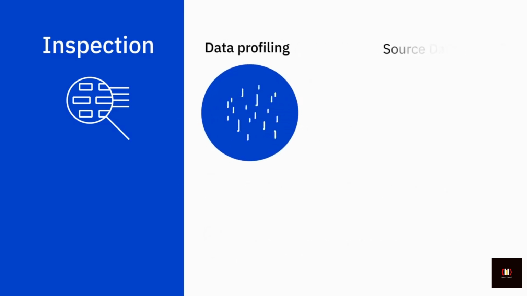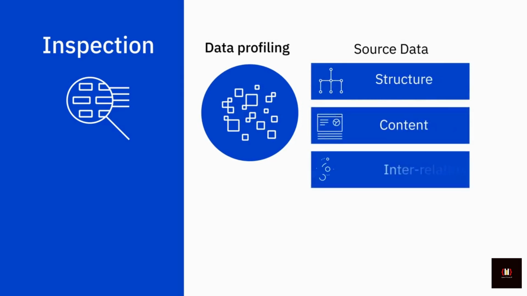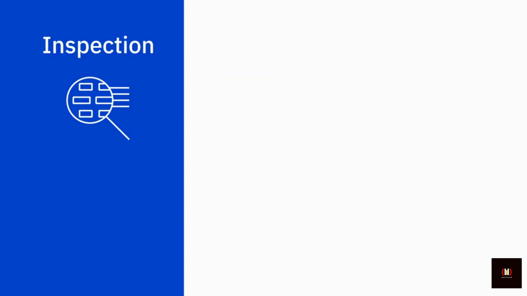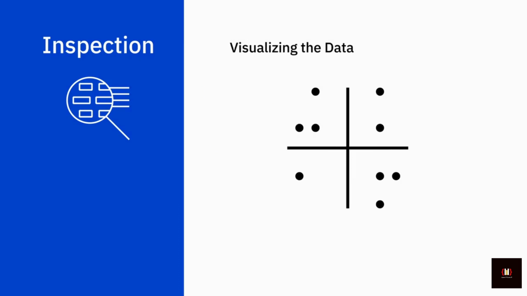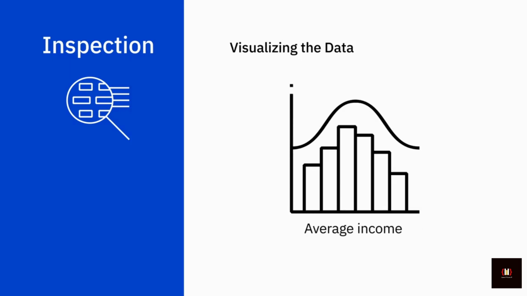Data profiling helps you to inspect the source data to understand the structure, content, and interrelationships in your data. It uncovers anomalies and data quality issues. For example, blank or null values, duplicate data, or whether the value of a field falls within the expected range. Visualizing the data using statistical methods can help you to spot outliers. For example, plotting the average income in a demographic dataset can help you spot outliers.